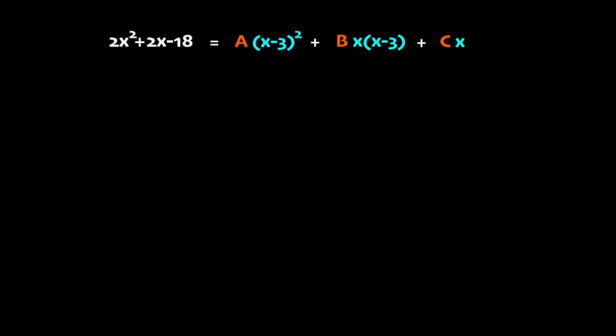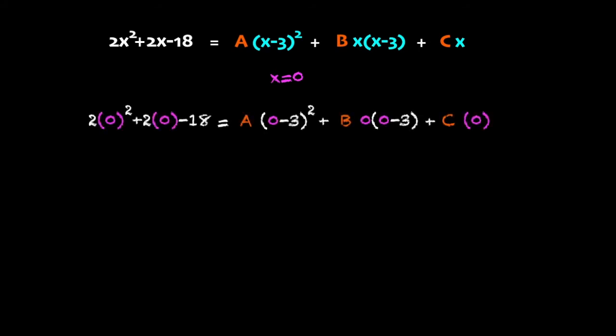So in order to find a, b and c, we can start plugging in values for x because this equation has to hold for any value of x. The best values for x here are 3 and 0 because in both cases 2 of our 3 constants will be eliminated. So plugging in x equals 0 on the left is going to give us 0 plus 0 minus 18 is equal to a times minus 3 squared plus 0 plus 0, which will leave us with minus 18 equals 9a, and therefore a equals minus 2.